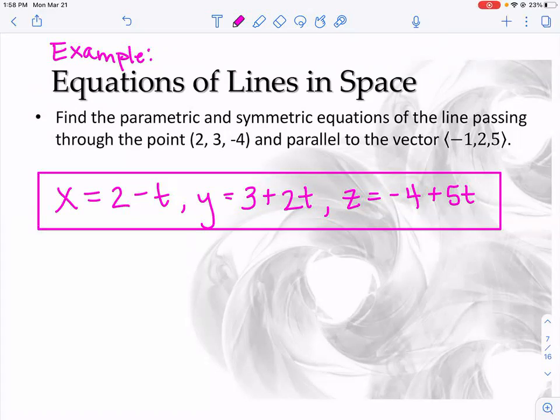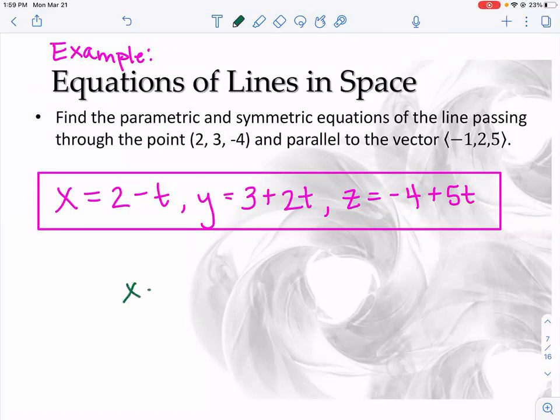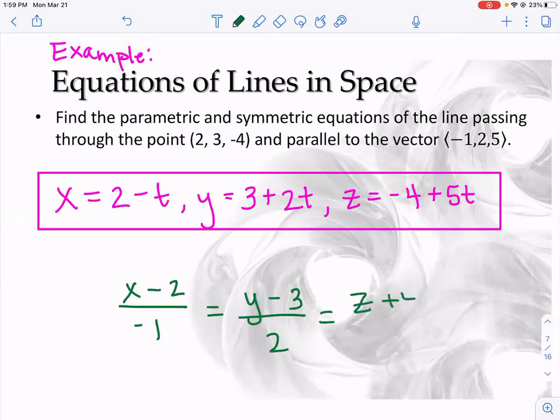Okay, now for our symmetric equations, all we have to do is think about solving for t in each one of these. So subtract over the 2 and divide by the -1. Subtract over the 3, divide by 2. Add the 4, divide by 5. Set of symmetric equations.